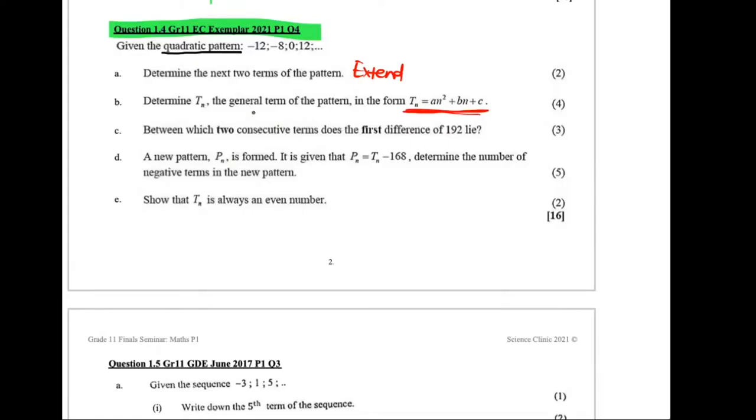Then, between which 2 consecutive terms does the first difference lie? We're going to look at that. They're talking about the first difference. And then at D, they speak about a new pattern. All right, so we're going to go through these questions and then it's going to be time for our break.